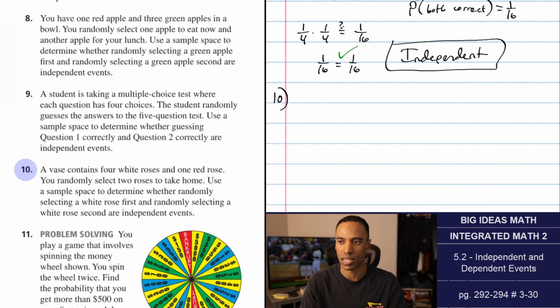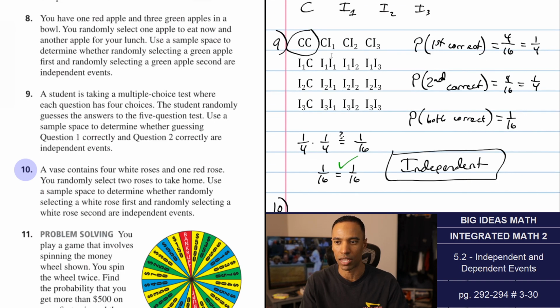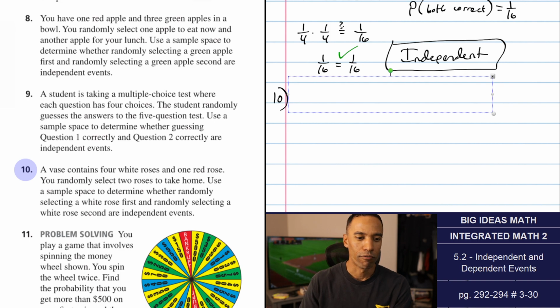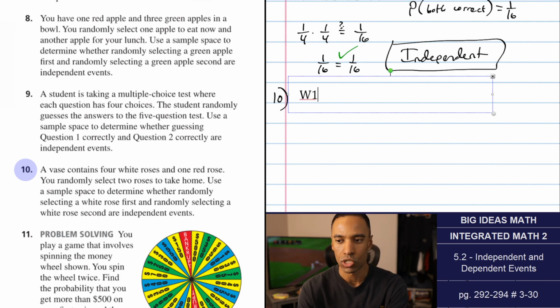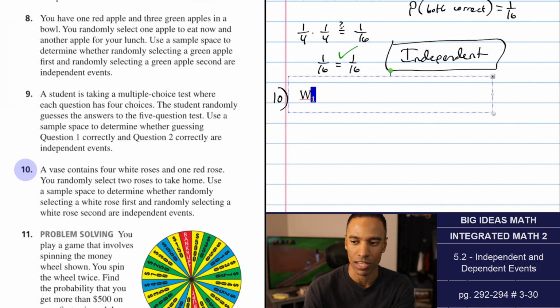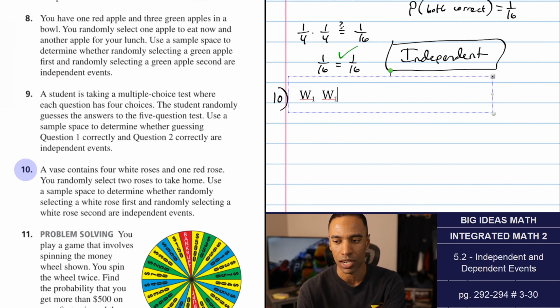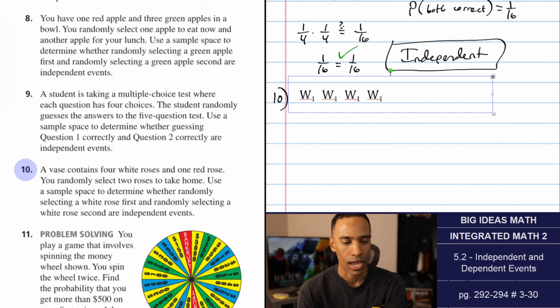Now, when it comes to this, I think it's going to be the exact same thing as before. I have to get a lot of subscript stuff going. So there are 4 different white roses: white 1, 2, 3, and 4. I'm probably once again going to pause it and bring it back. And then there's a red rose.